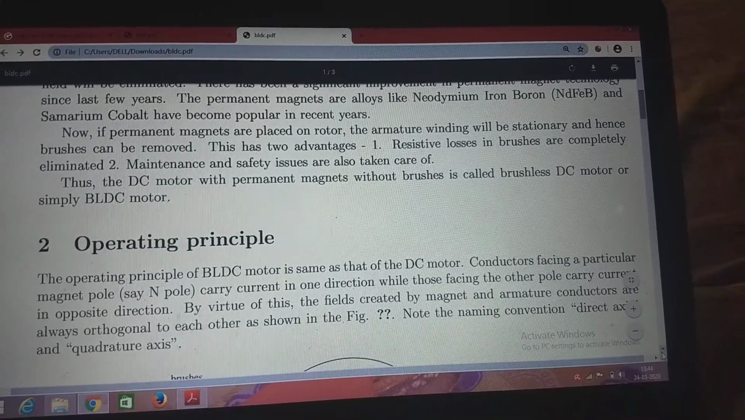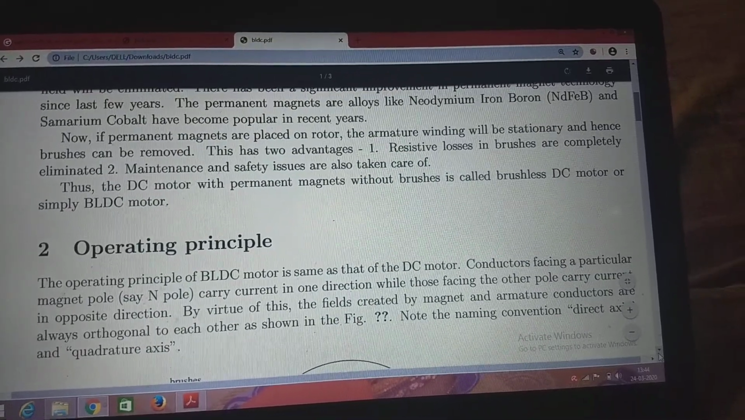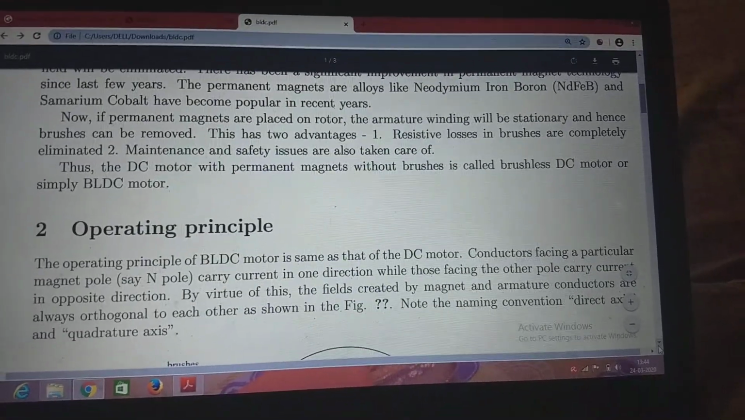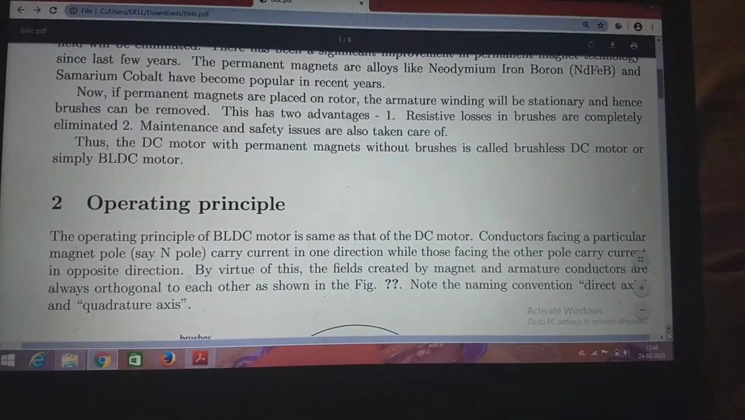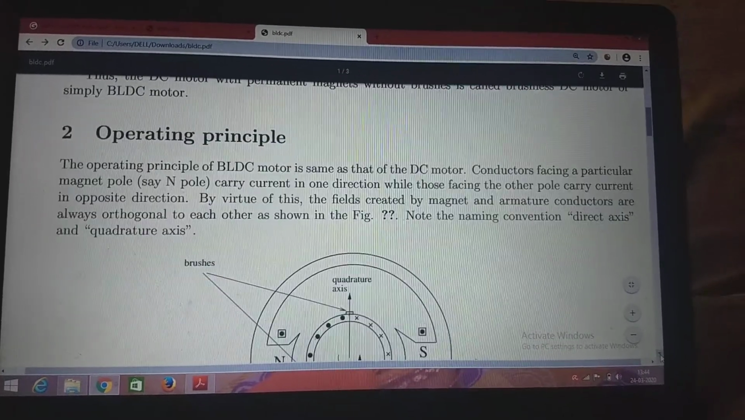Thus this DC motor with permanent magnet and without brushes is called a brushless DC motor, or you can simply call it a BLDC motor. Okay, now let us understand the operating principle.